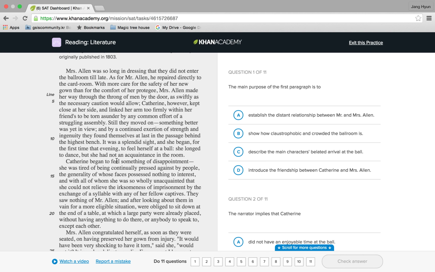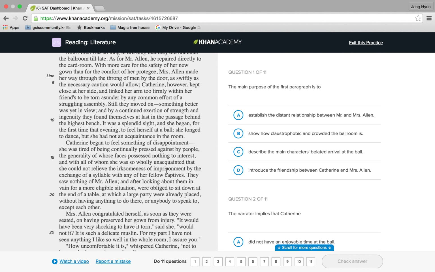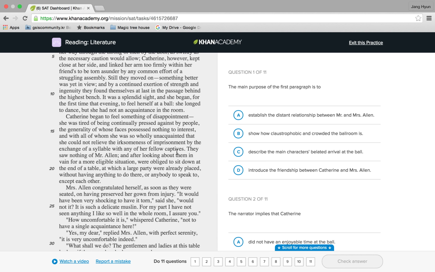Catherine began to feel something of disappointment. She was tired of being continually pressed against by people, the generality of whose faces possessed nothing to interest, and with all of whom she was so wholly unacquainted that she could not relieve the irksomeness of imprisonment by the exchange of a syllable with any of her fellow captives.